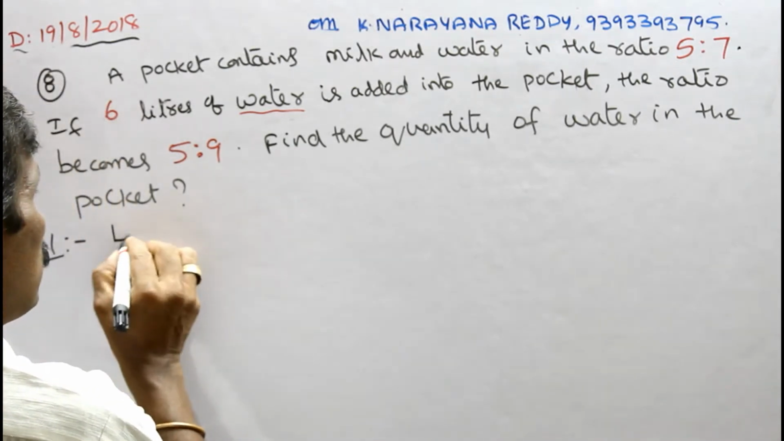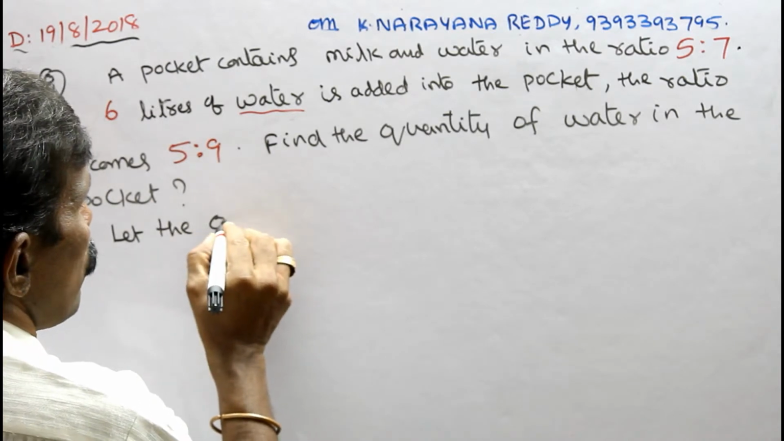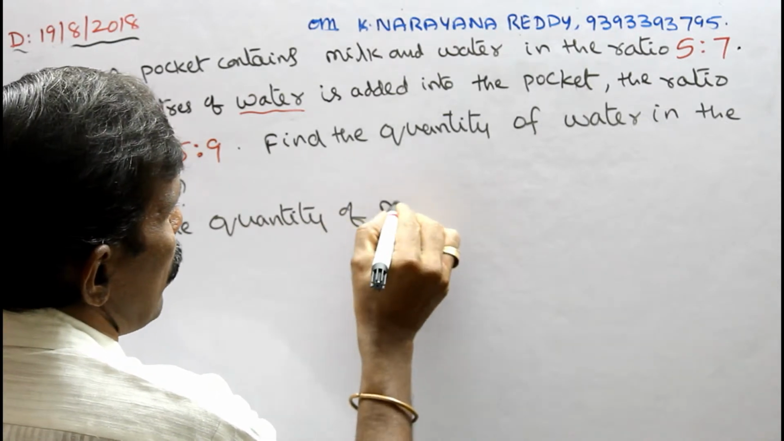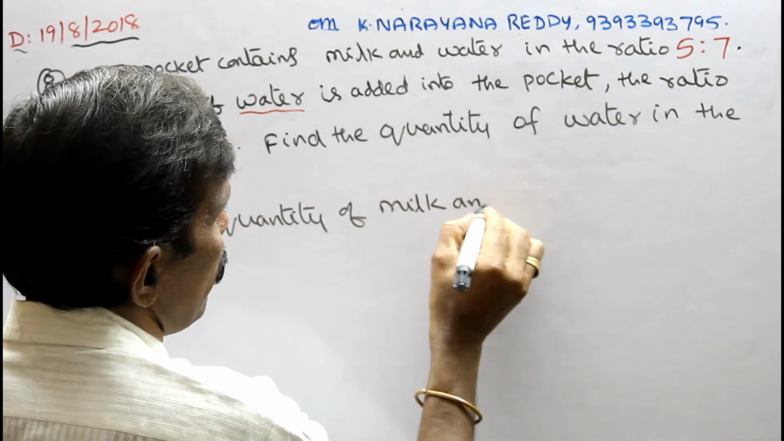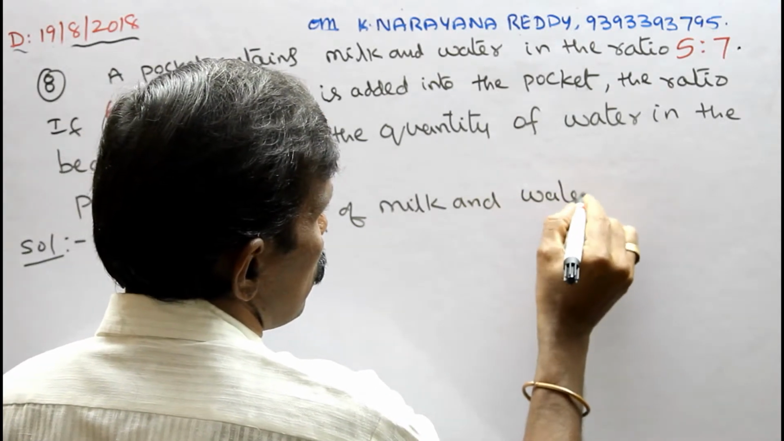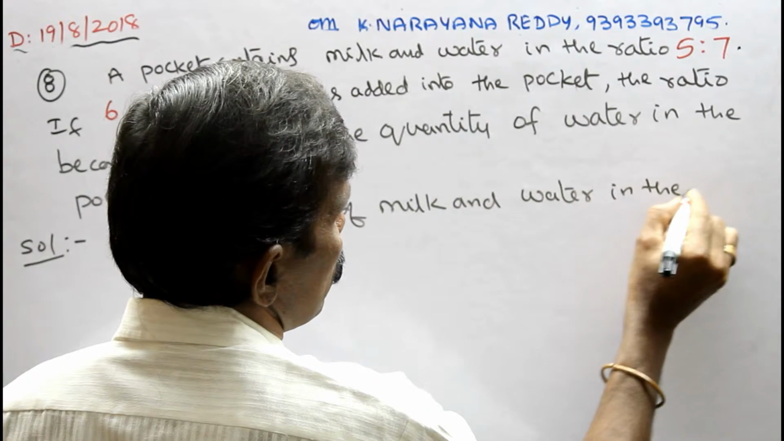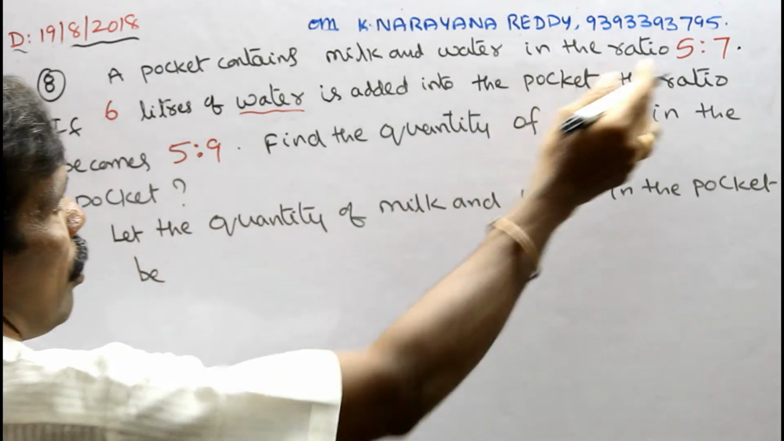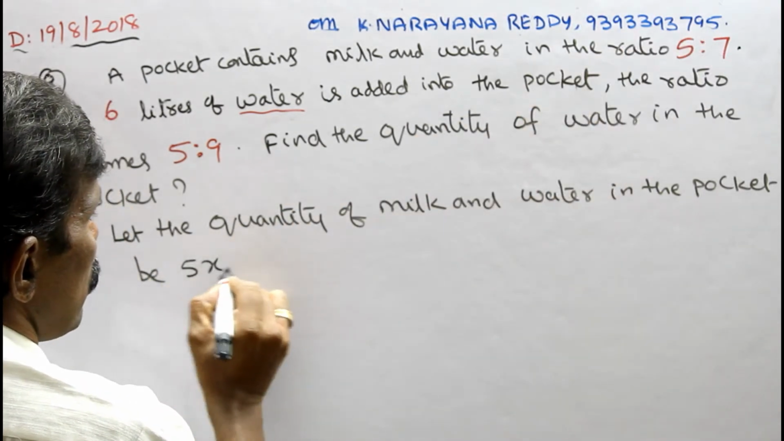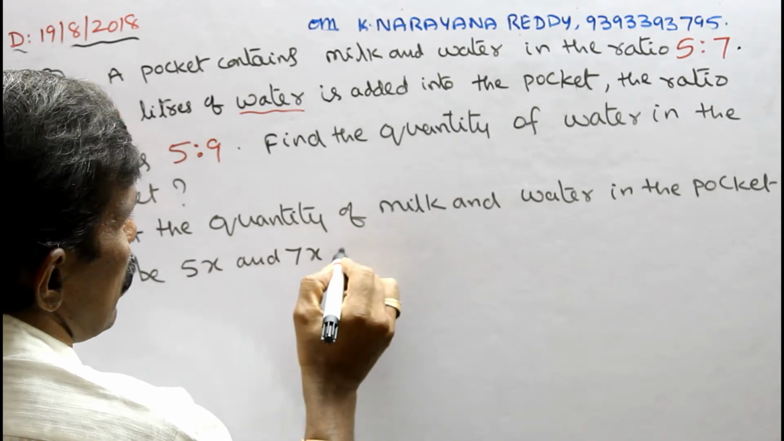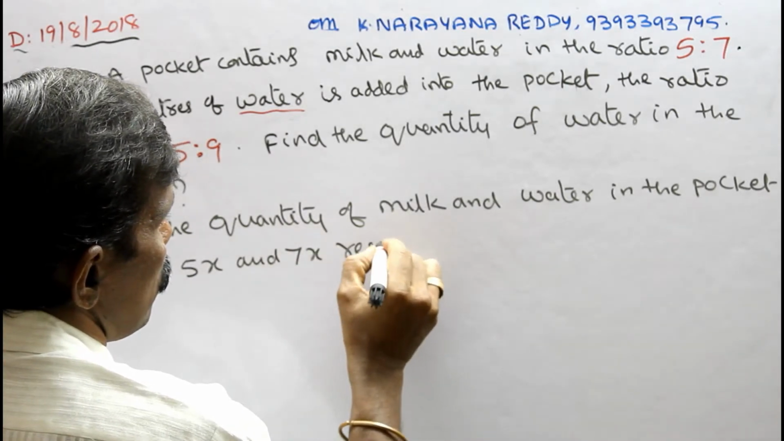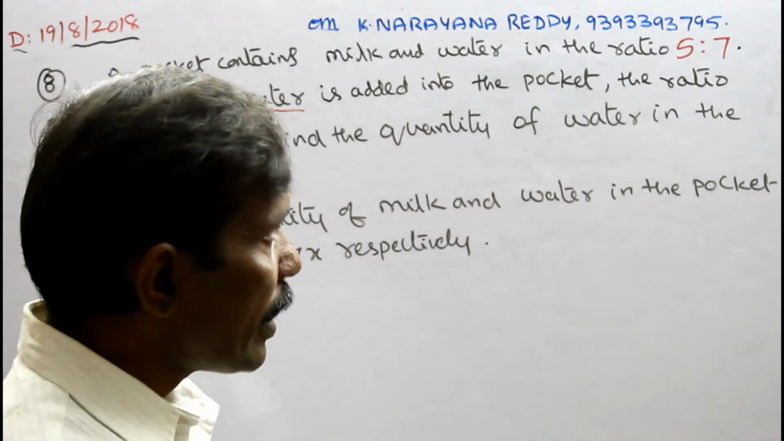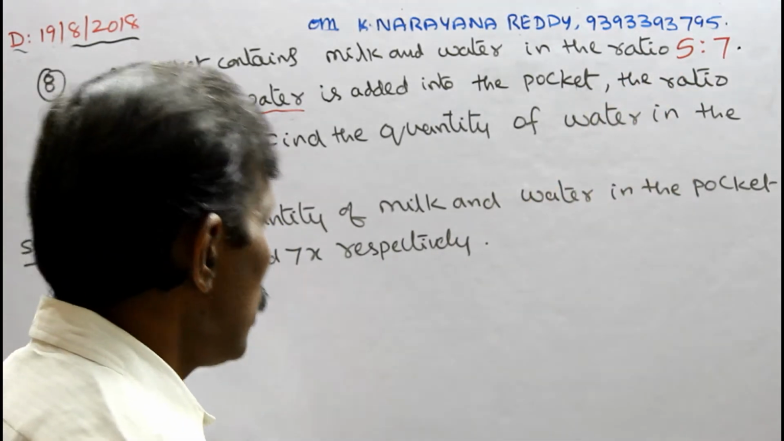Let the quantity of milk and water in the pocket be 5x and 7x respectively. Okay? Now we are considering 5x and 7x in the pocket.